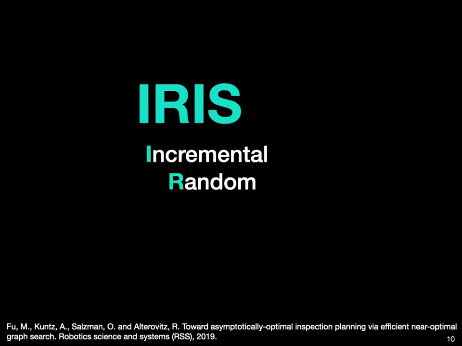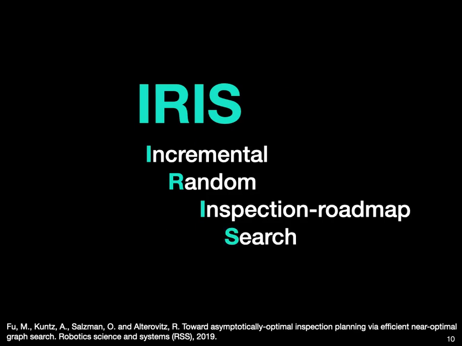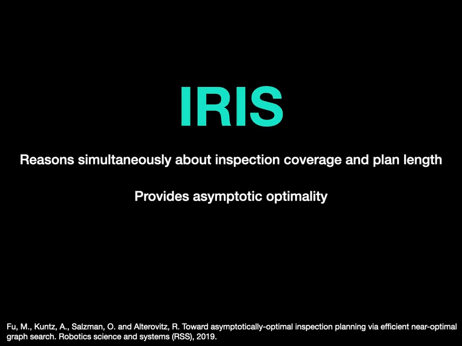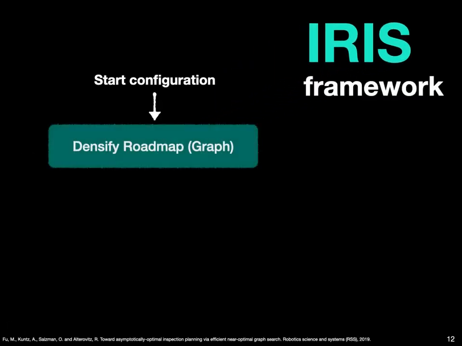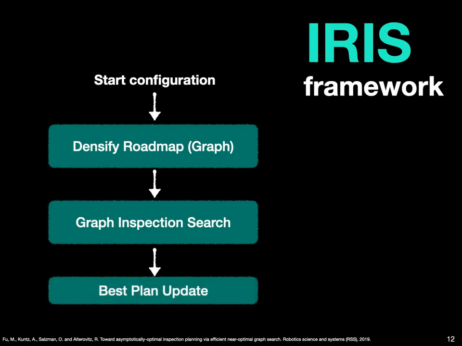In 2019, we proposed an inspection planning algorithm, ARIS, which stands for Incremental Random Inspection Roadmap Search. ARIS reasons about inspection coverage and plan length simultaneously, and it provides asymptotic optimality. The paper I'm presenting today is built upon ARIS, so let's first take a brief look at the original algorithm. In the ARIS framework, we iteratively densify a roadmap and do graph inspection search, which computes an inspection plan on the roadmap.